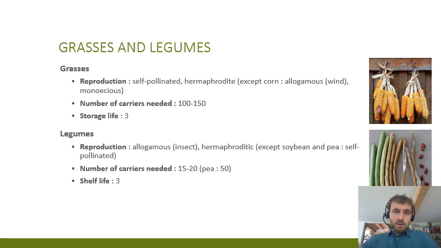And then finally you have grasses and legumes, so they are quite easy to produce because usually you can just take the grain. You harvest the grain anyway, so you harvest the seed. So you can just take the seed, but you should take them from the best individuals before you harvest the whole crop.